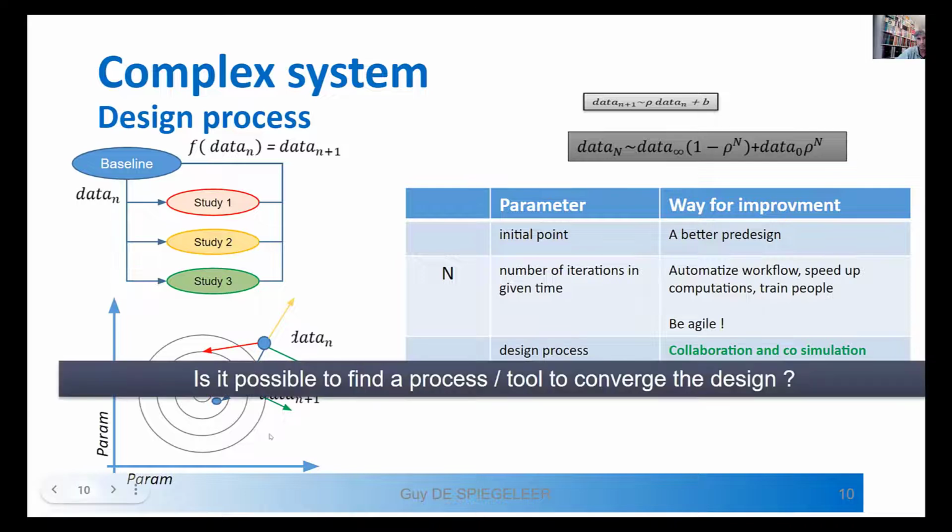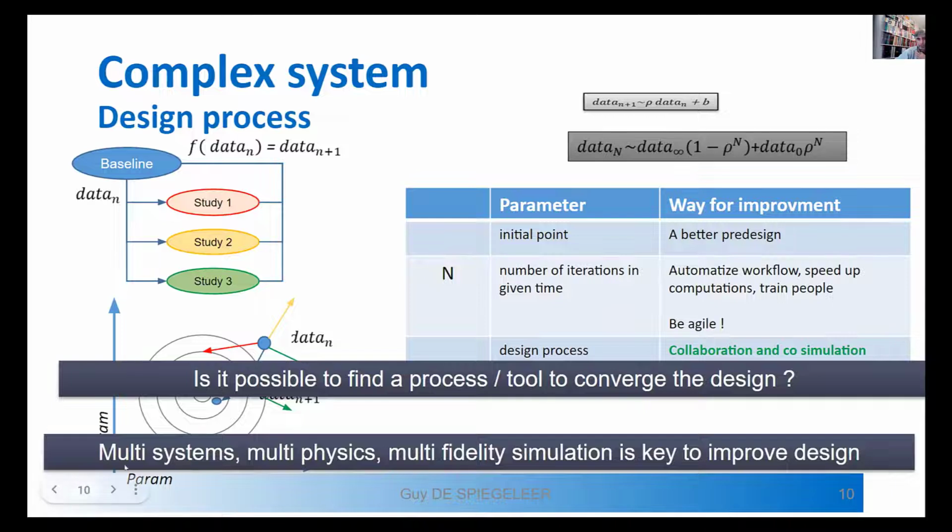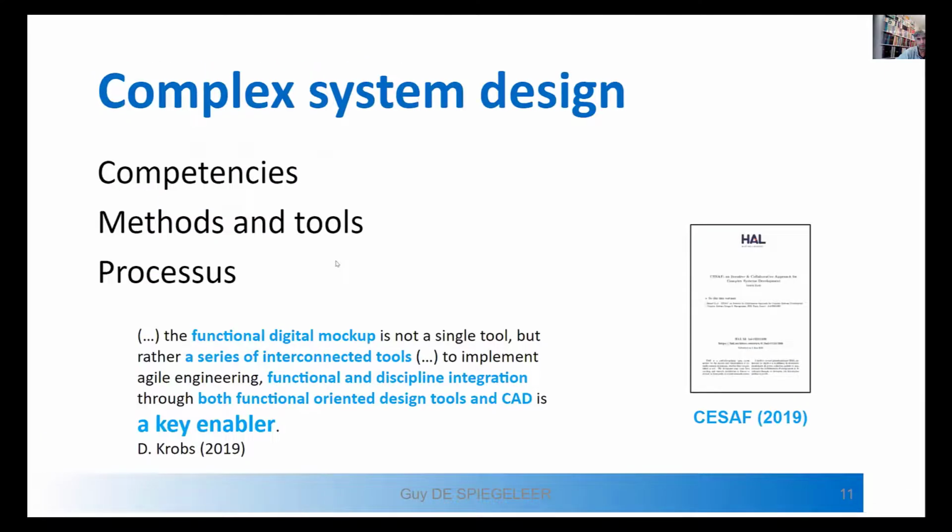So the question here is: is it possible to find a process, a tool, to converge the design, or at least to improve collaboration and co-simulation? And yes, with multi-system, multi-physics, and multi-fidelity simulation, you can introduce a way to improve this design, because you introduce a way to reduce this rho value. And that's what we're going to show later on.